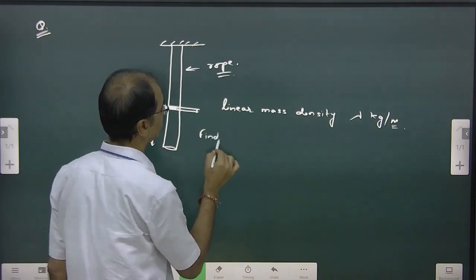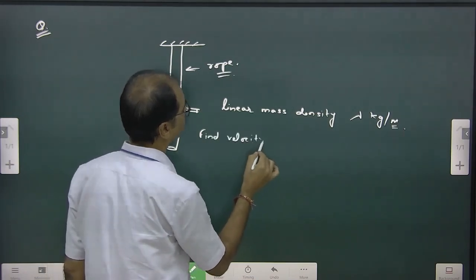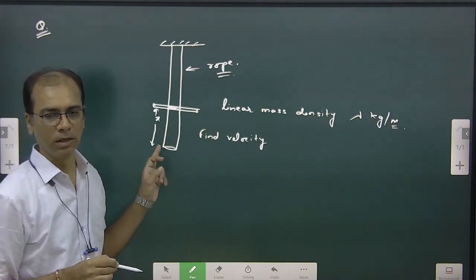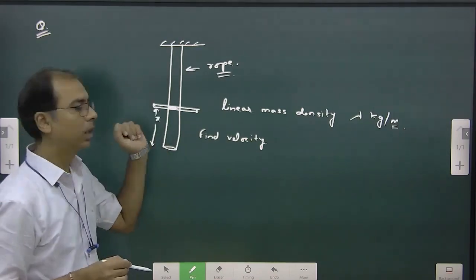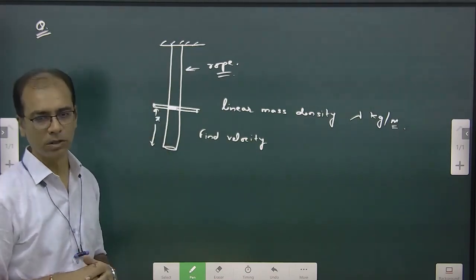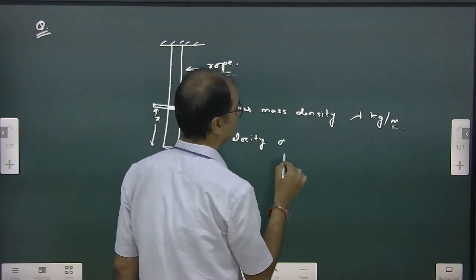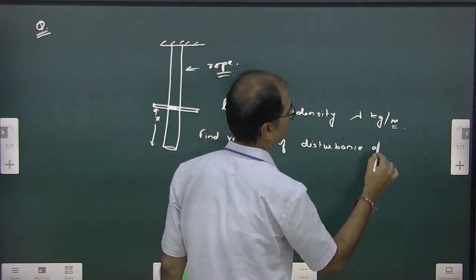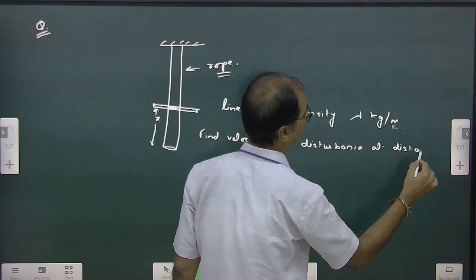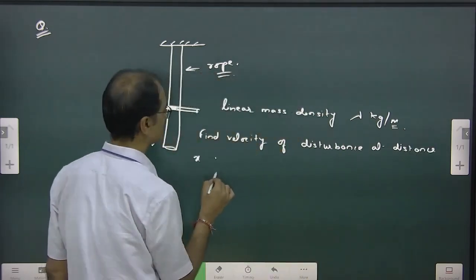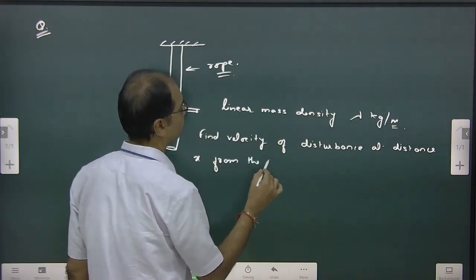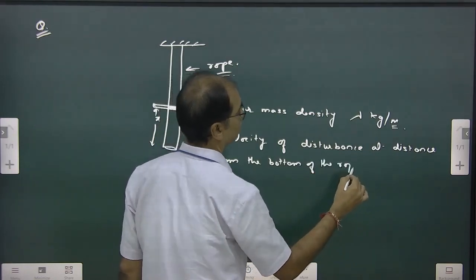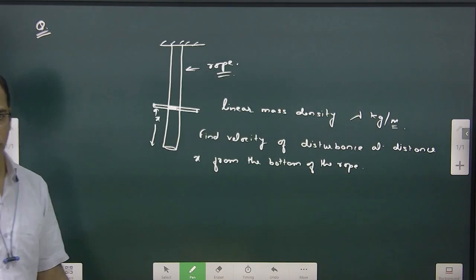Find the velocity. Normally, whenever we say velocity of wave in this, they will call it velocity of disturbance. A disturbance will be created here at the bottom and it will go up. So, what is the velocity of the disturbance at this position? Find velocity of disturbance at distance x from the bottom of the rope. Okay, this is the question. Note it first.